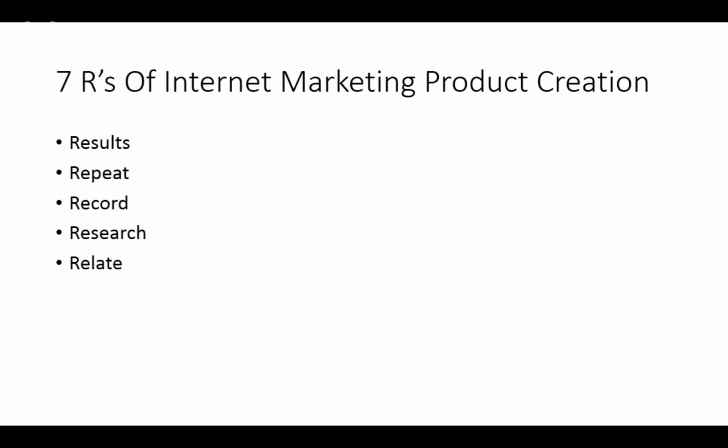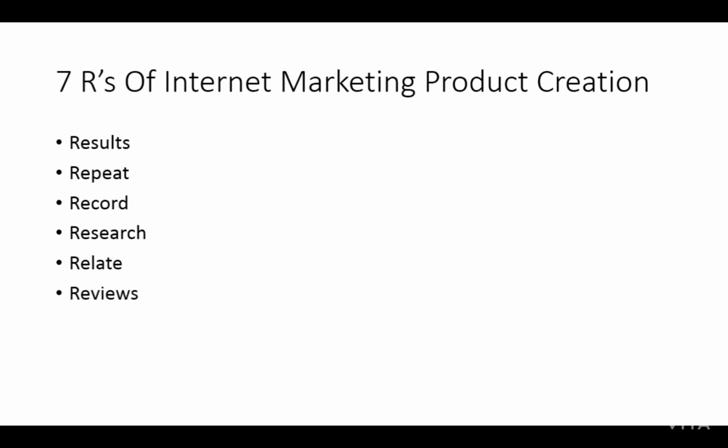So find an area that you're getting results in, that you can repeat those results, that you've got them recorded, that you've done the research in, in an area that is relevant to people who want to make money online. You can have results in any area, but if you can't sell those results, if people aren't interested in them, then you're not going to have a successful information product.